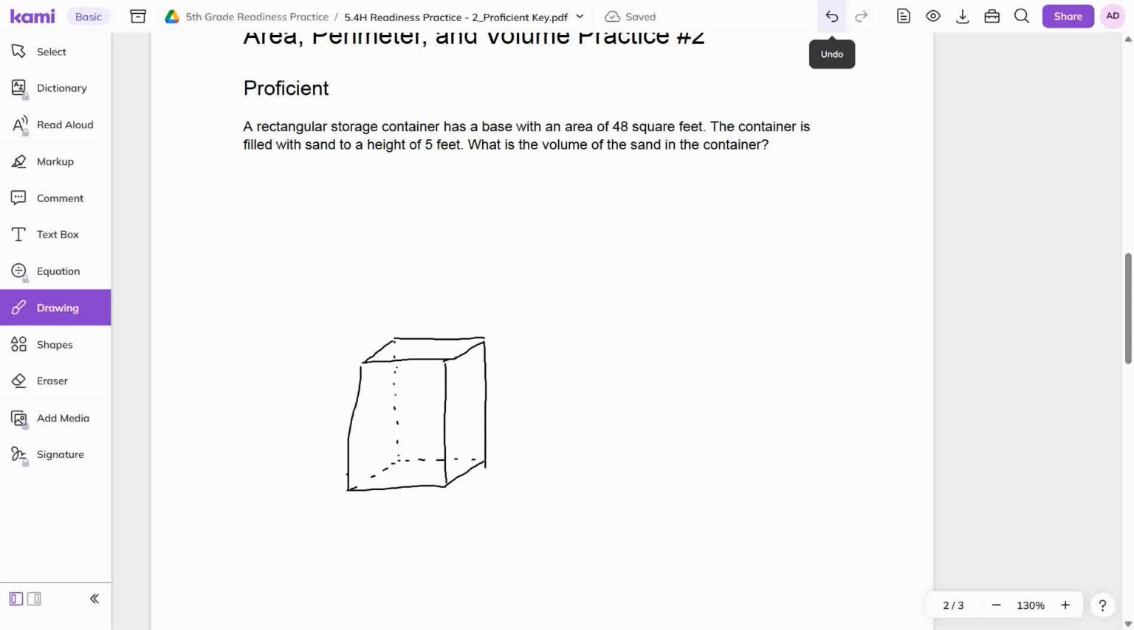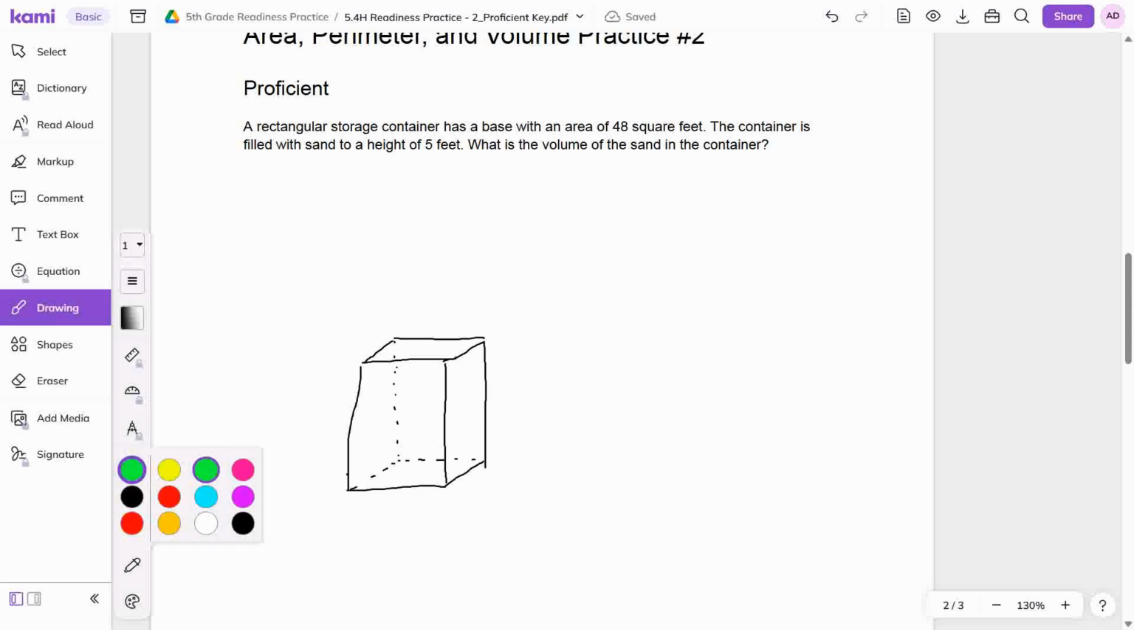That's close enough. So the base, and I'll make that in green, so B equals 48 square feet. Sometimes they'll give you on these volume problems the length and the width. You have to multiply those to find the base. In this case, they just gave you the whole base. And then we've got a height of, let's put that right here, 5 feet.